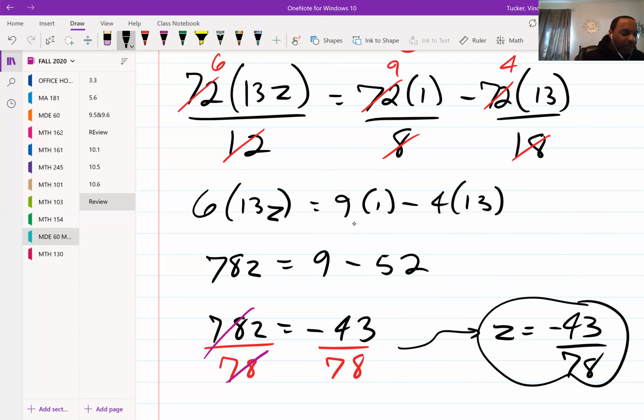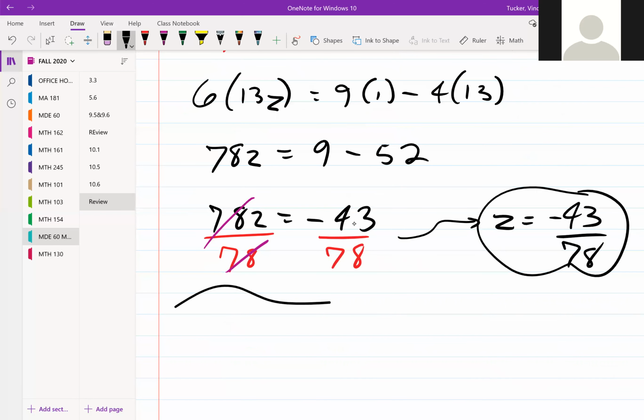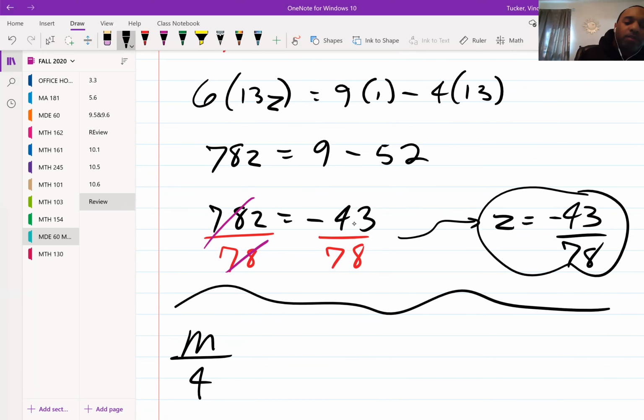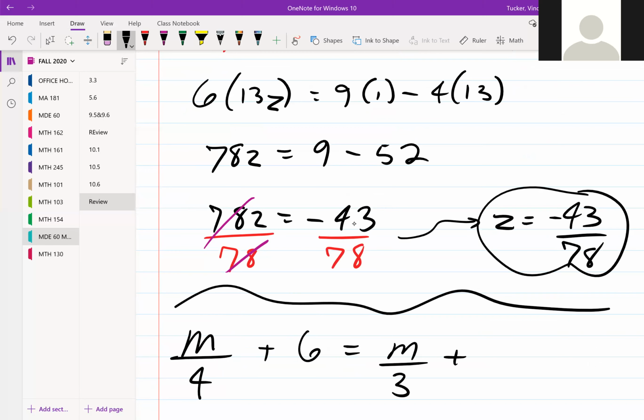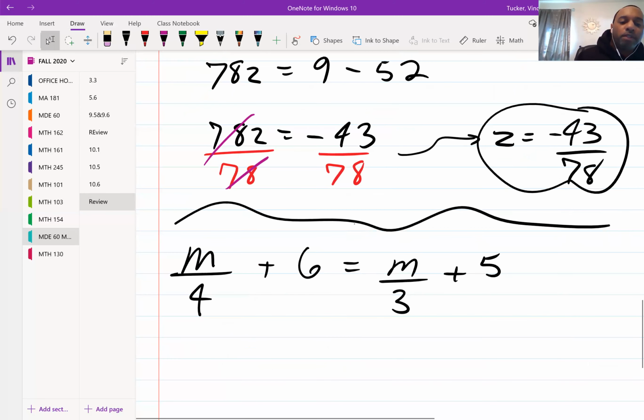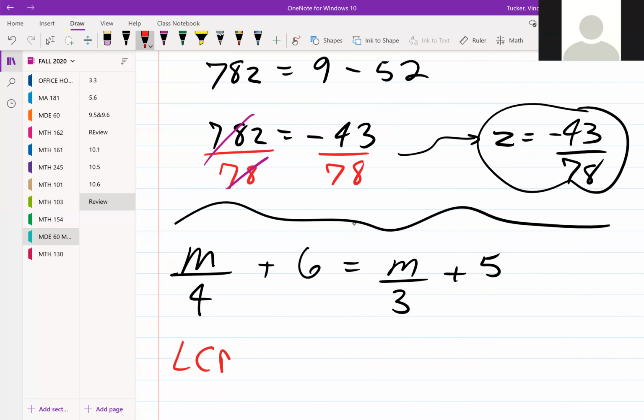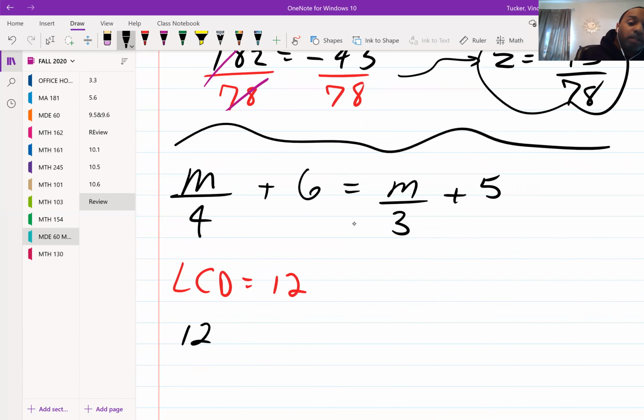All right. What else we got? Got another one, or was that it? I got one more. Okay, cool. It's m over 4 plus 6 equals m over 3 plus 5. Okay. This one's LCD is a little bit easier. 12. But we still follow the same process. If you want to clear out your fractions, you follow the same process.